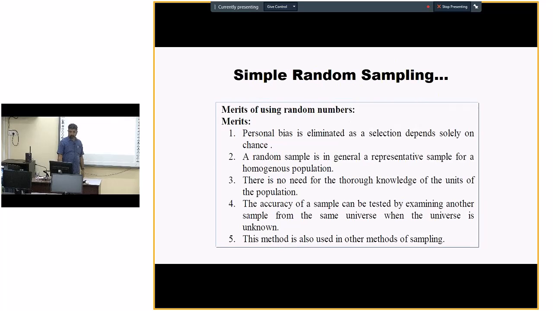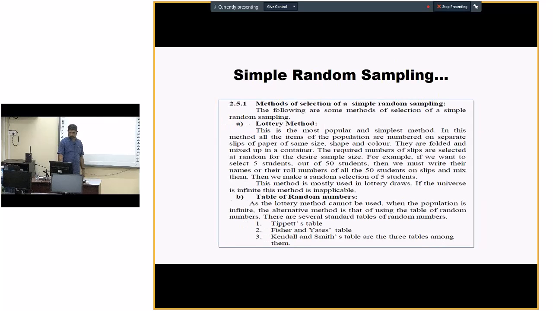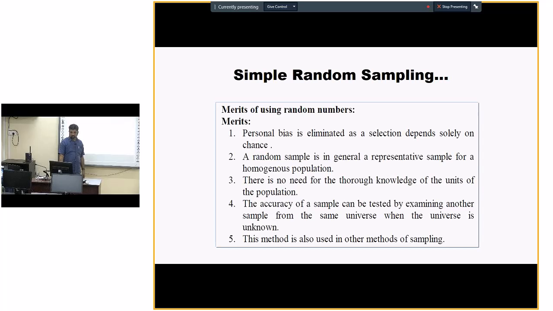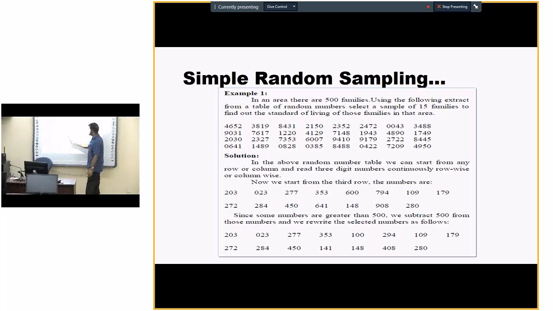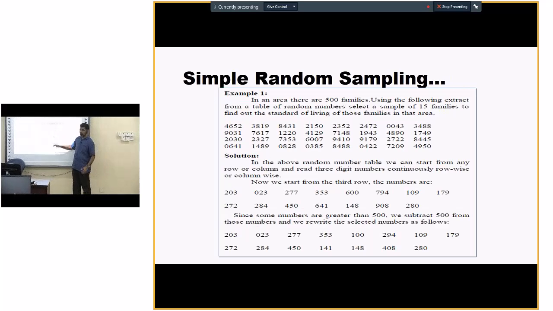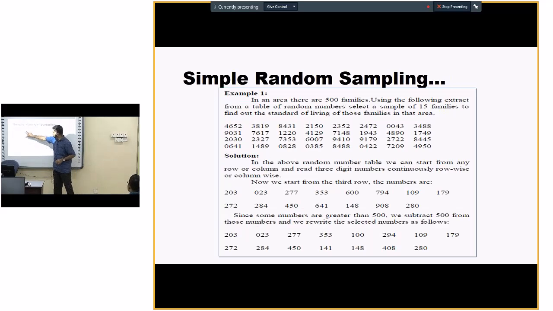For example, the lottery system, you know that, no? This is the merit. The random number system has merits and demerits also here. You can read them. Now, this is the random number extracted part of the random number table. If you refer to any statistical books, at the end you can see a random number table, right? Now, this is the extracted random number table. Please see this example.